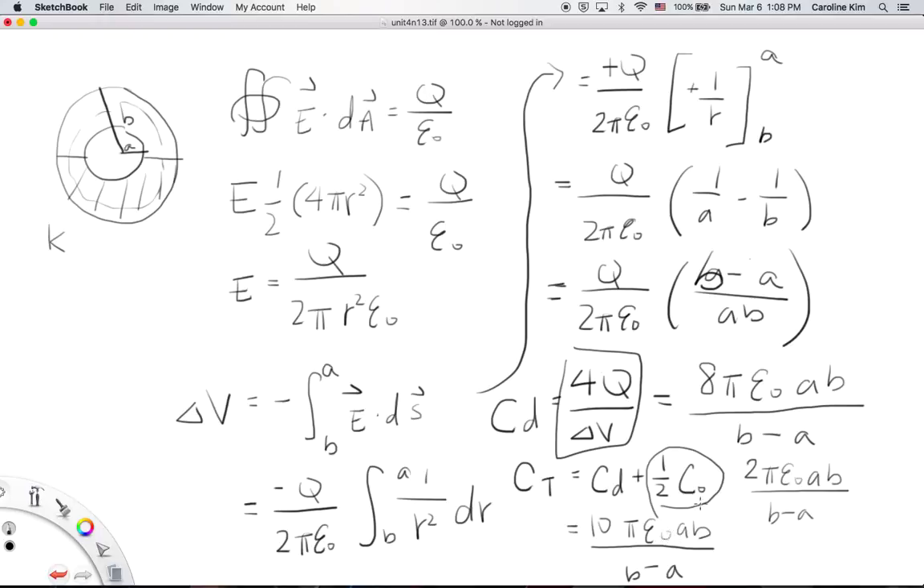And then if you solved for the capacitance of an empty spherical capacitor, you should have found that C naught was 4 pi epsilon 0 AB over B minus A. So if you divide the two, you're going to get that C1 over C naught is 5 over 2, which is your answer. And that is number 13.